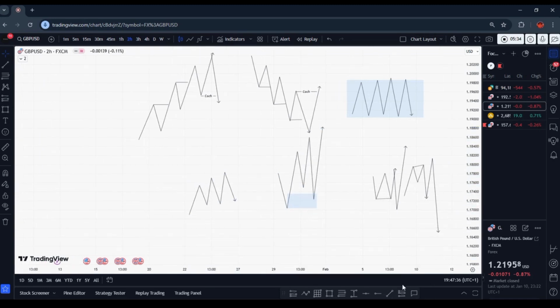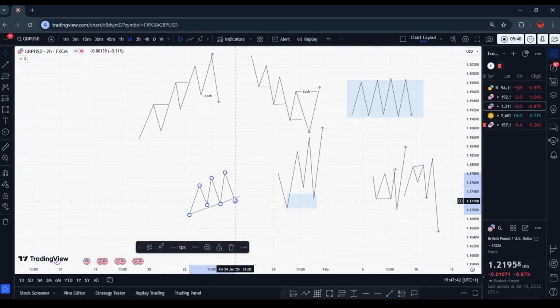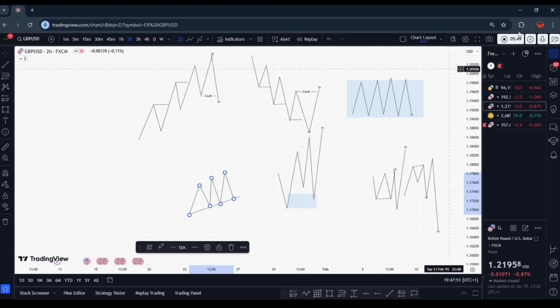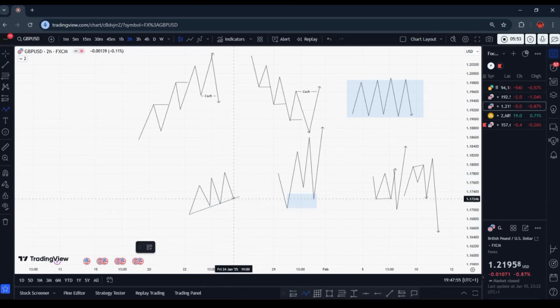So that is that. We also have something like this, trendline liquidity. A retail trader will think this trendline is going to move to the upside like so. But as a liquidity trader, we are going to wait for price to break this zone and then push to the upside. So that is how.